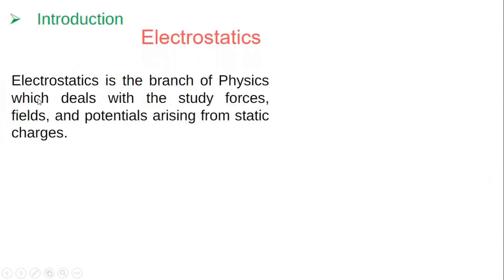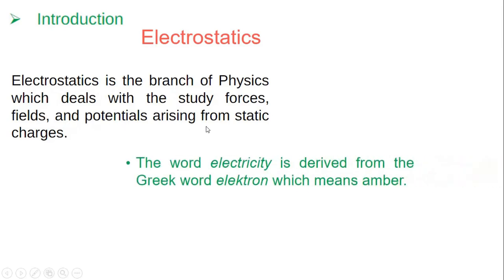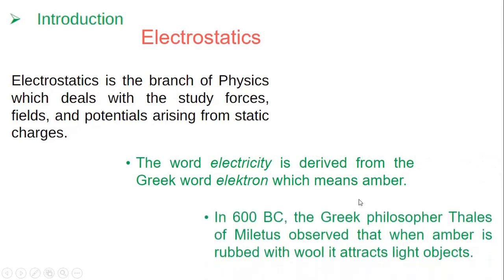Now what is electrostatics? Electrostatics is the branch of physics which deals with the study of forces, fields and potentials arising from static charges. The word electricity is derived from the Greek word electron, which means amber. Electrostatics was first observed by the Greek philosopher Thales of Miletus, when he observed that amber rubbed with wool attracts light objects.